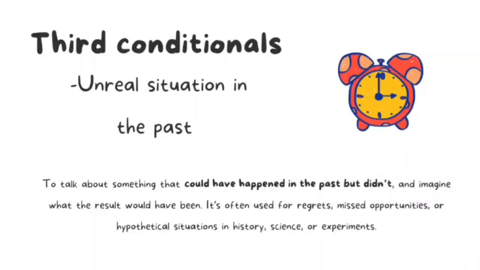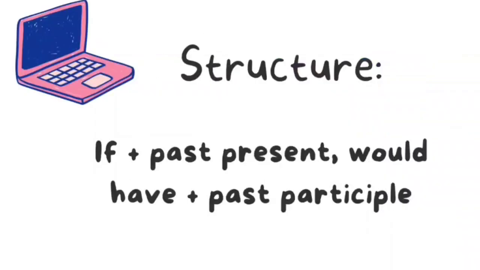Third conditionals talk about unreal situations in the past. We use it to talk about something that could have happened in the past but did not, and imagine what the result would have been. It's often used for regrets, missed opportunities, or hypothetical situations in history, science, or experiments. For the structure, if plus past perfect, would have plus past participle.